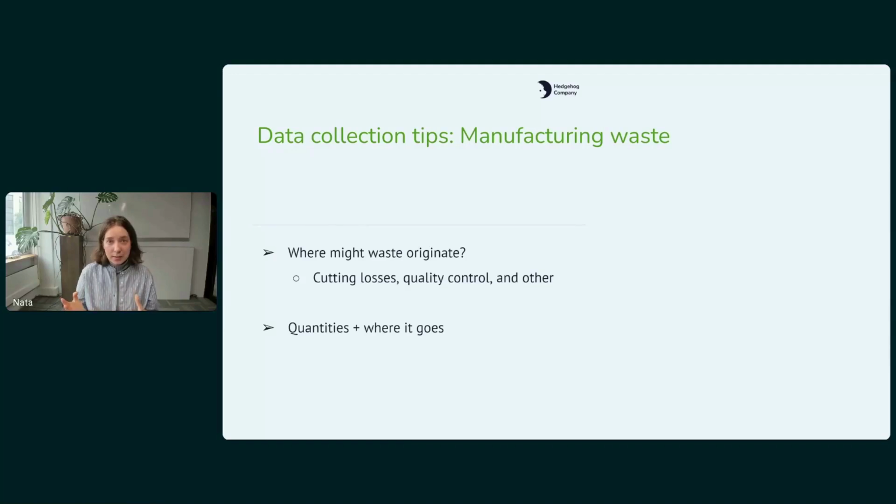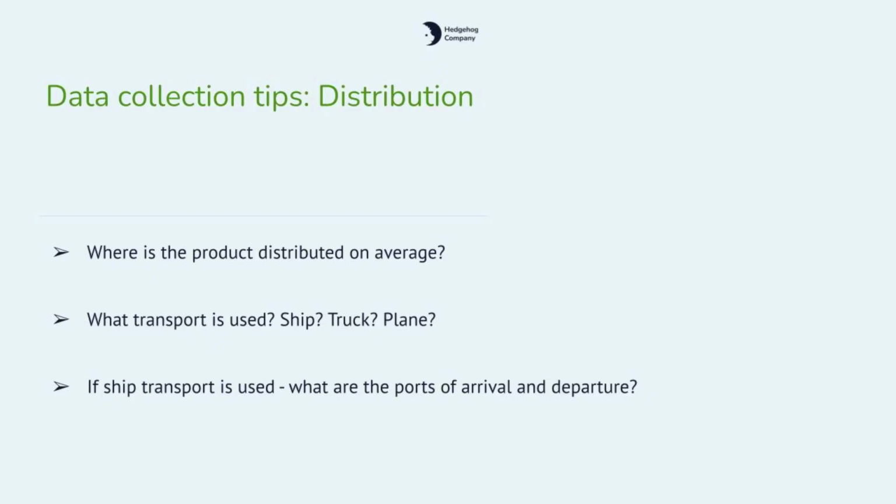So we want to understand the quantities, so the amounts of losses per functional unit, and also what happens to those losses. Are they recycled internally? Do they just go back into the manufacturing process? Or are they recycled externally? Or maybe you just throw them into the general bin, because we will need to model that as well.